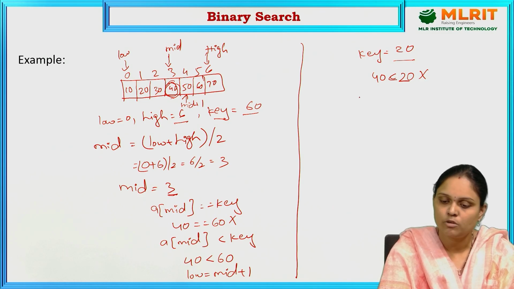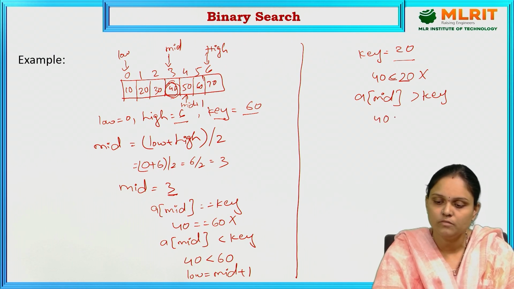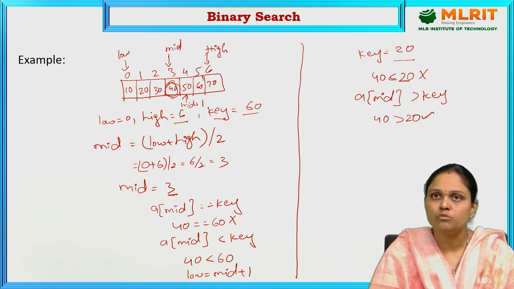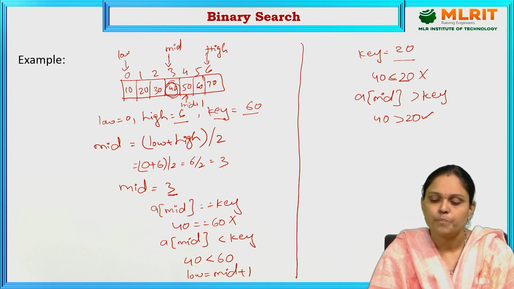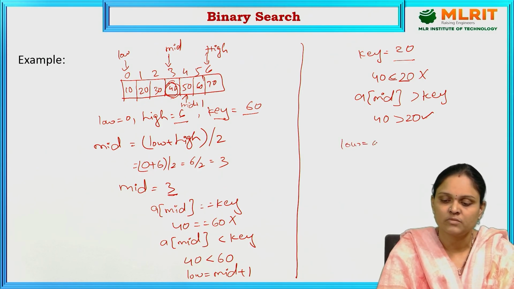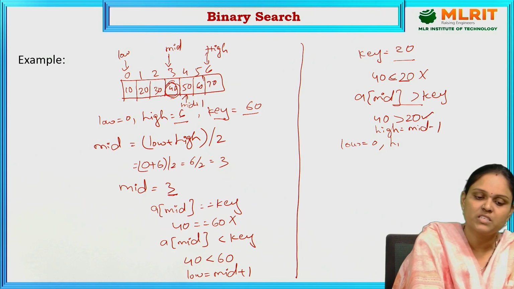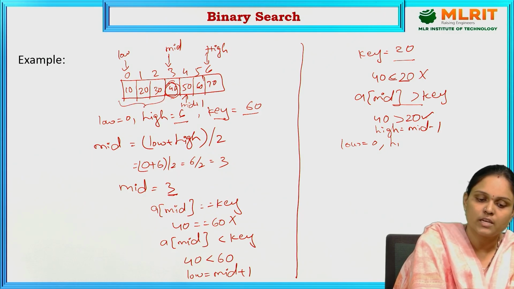So the other option we need to check is whether A of mid is greater than key. A of mid is 40, and 40 greater than the key, which is 20? Yes, here it is true. If it is true, then we need to search in the first half. Here the low value is 0, and we need to change the high value. If this condition is true, high is equals to mid minus 1, which means we need to search only up to this part of the array.